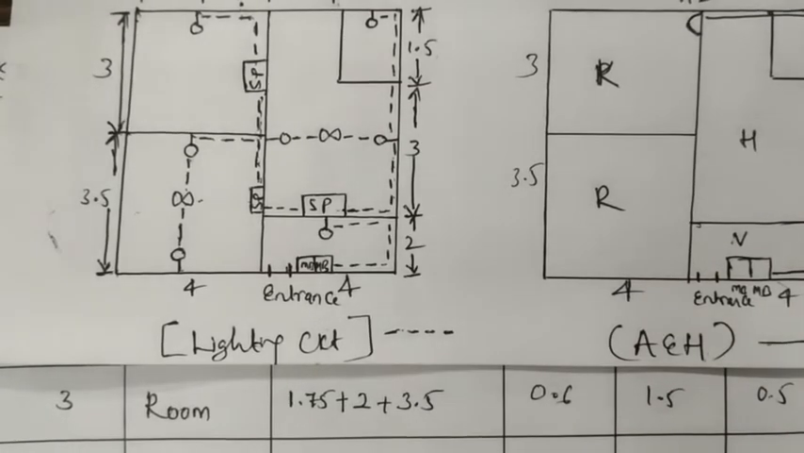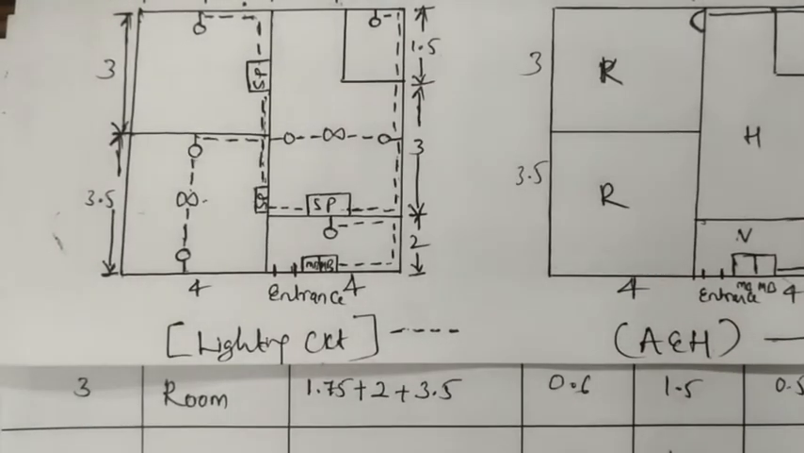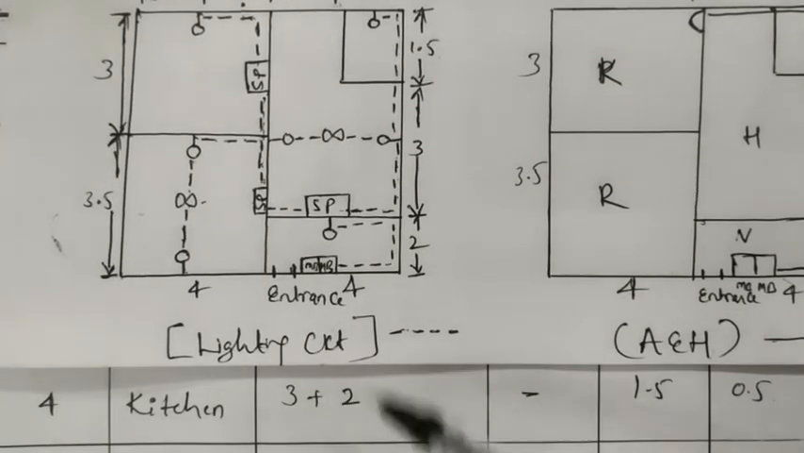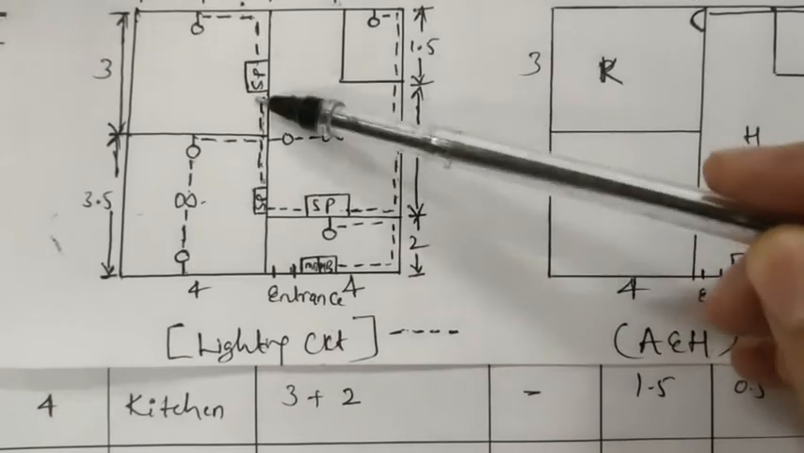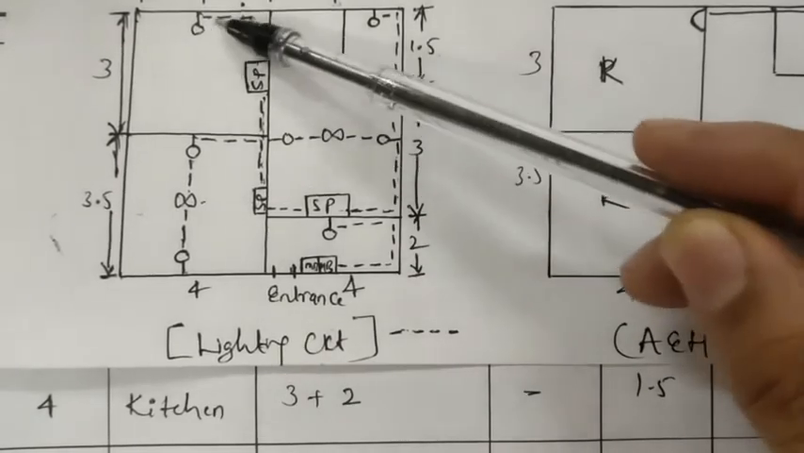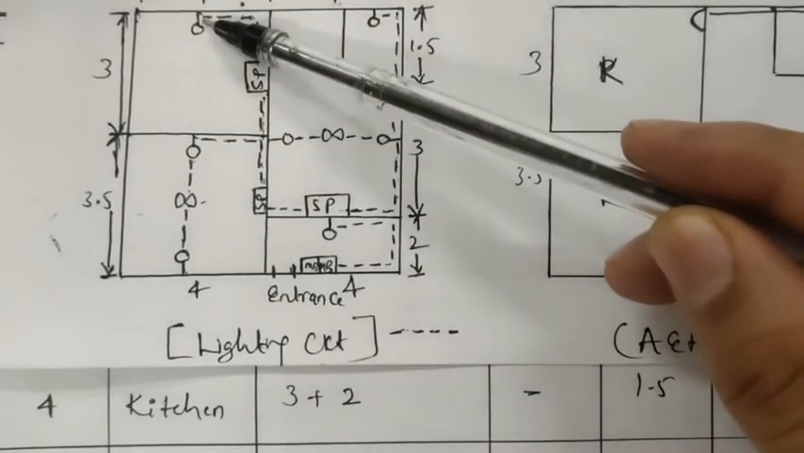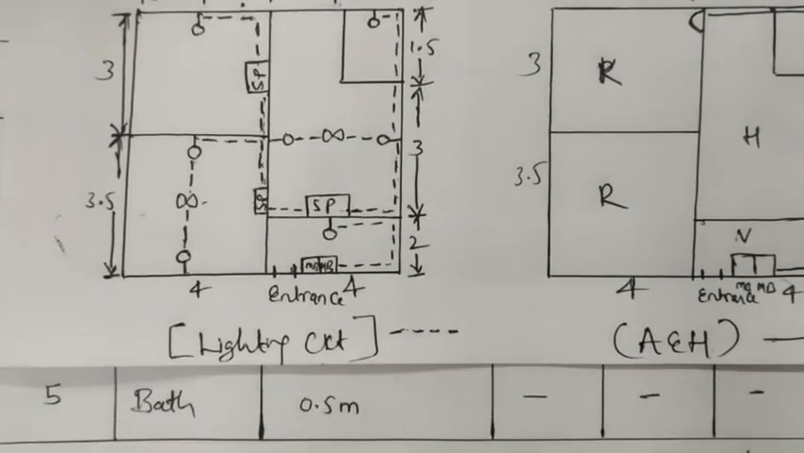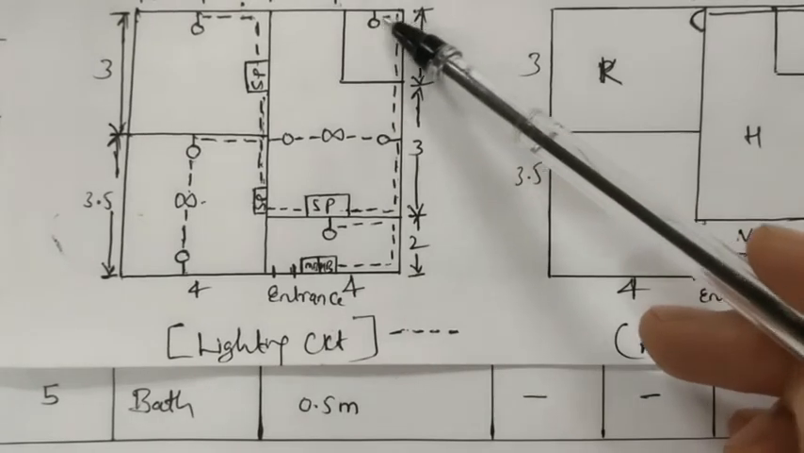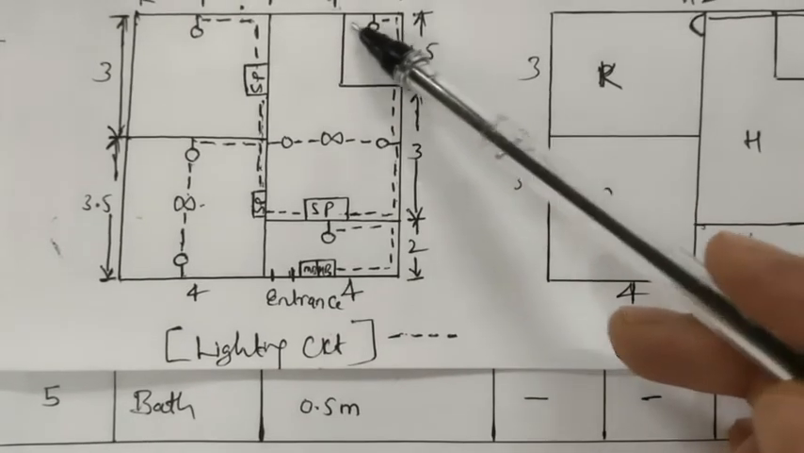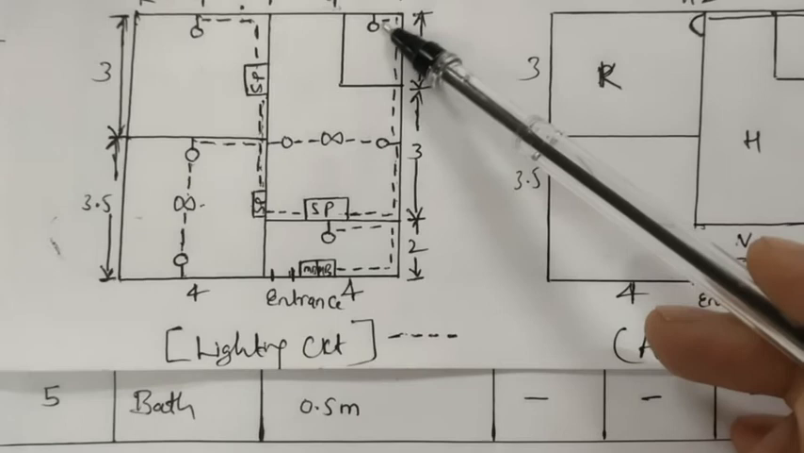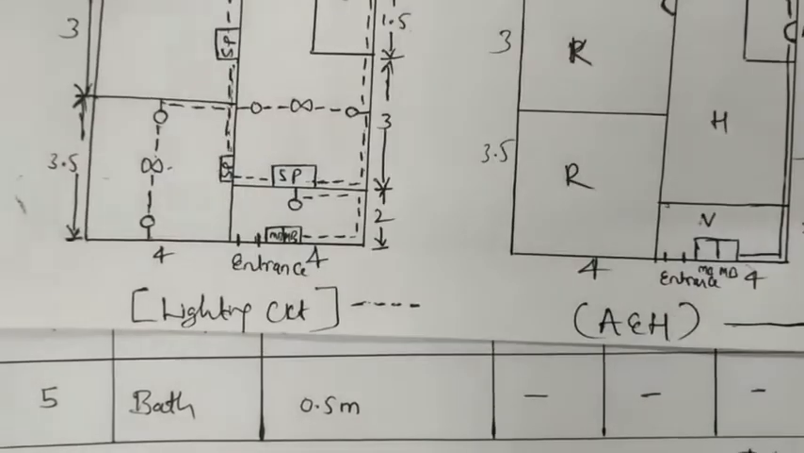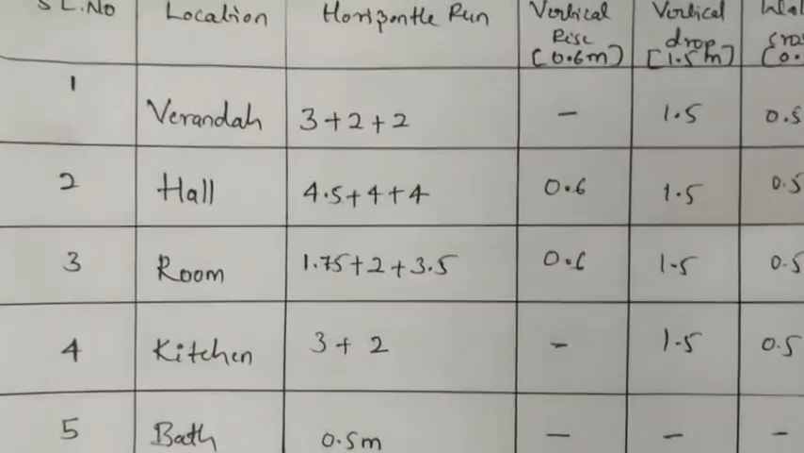And next check room number 4, kitchen. So 3 plus 2, it is written 5, because this complete length is 3, and this is half of this room, that is 4 by 2, so 3 plus 2 is written. And the last one, bathroom. Only this location I have taken, 1 meter is given, so this complete length is 1, and half of this is 0.5 meter. So this is how you have to write the horizontal run.